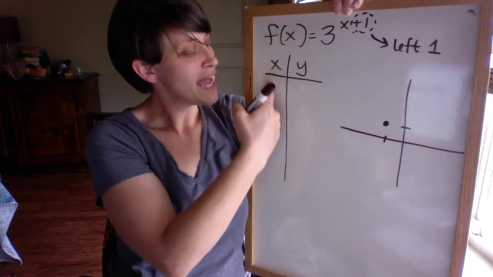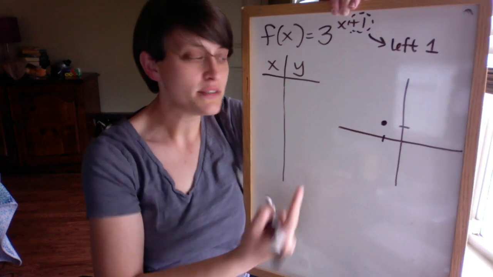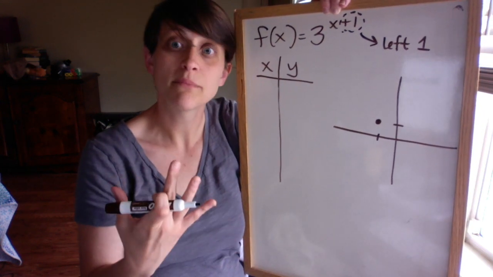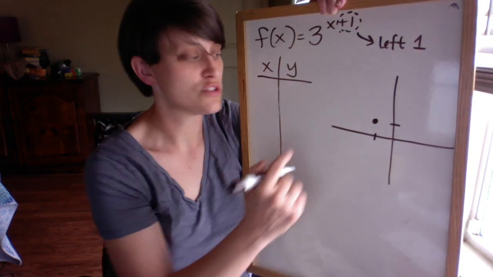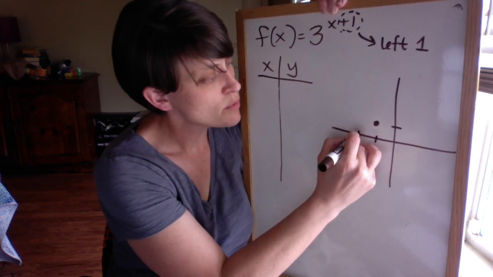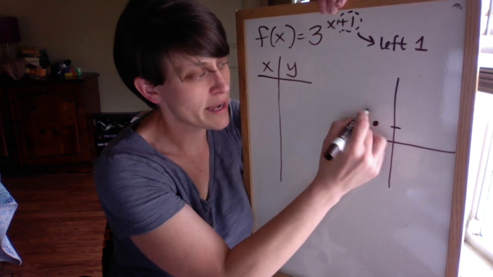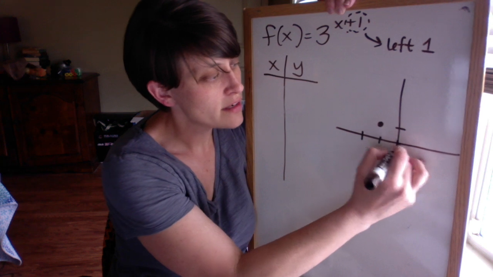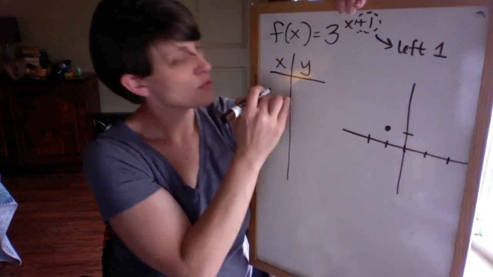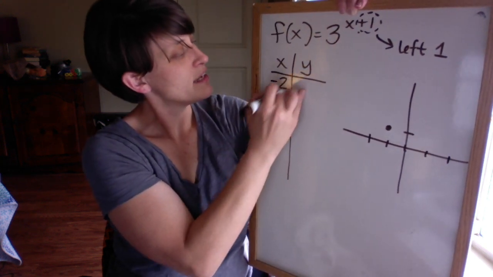So now this is going to help us pick good x values here so we don't end up with something far too big or far too small. So we're going to go 1 left of where the y-intercept ended up, and then 3 to the right. So we're going to start here at negative 2.